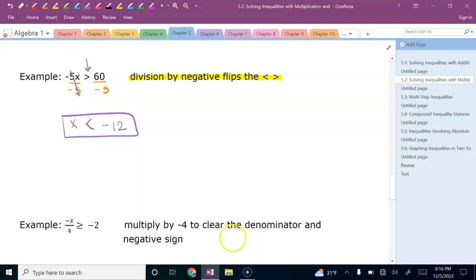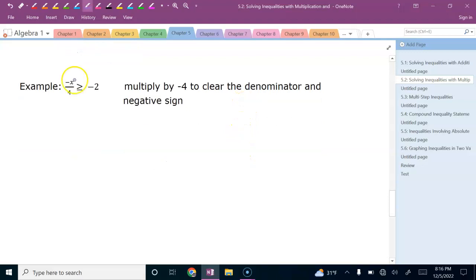Now, if you take a look at this next one, I've got this variable, -x over 4 greater than or equal to -2. Remember, when you're dealing with a negative in a fraction, it really doesn't matter where it's at. So they could have written this as -x over 4, like they did, or they could have said x over -4, or they could have put the negative out front. So it really doesn't matter where the negative sign is. The point of this problem is that I got to get rid of it. I got to get my x to be positive.